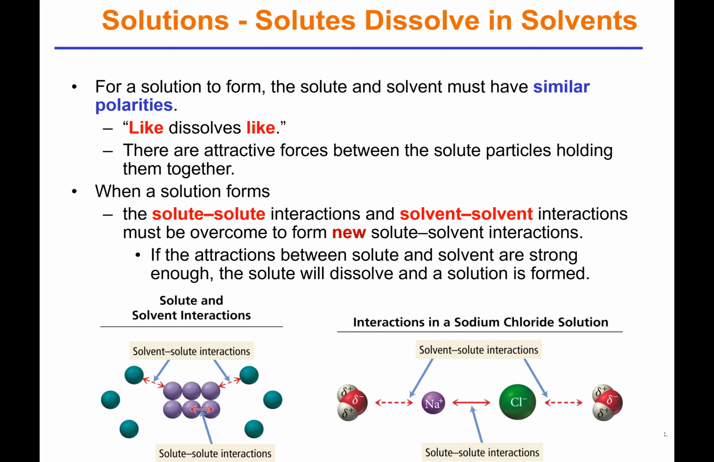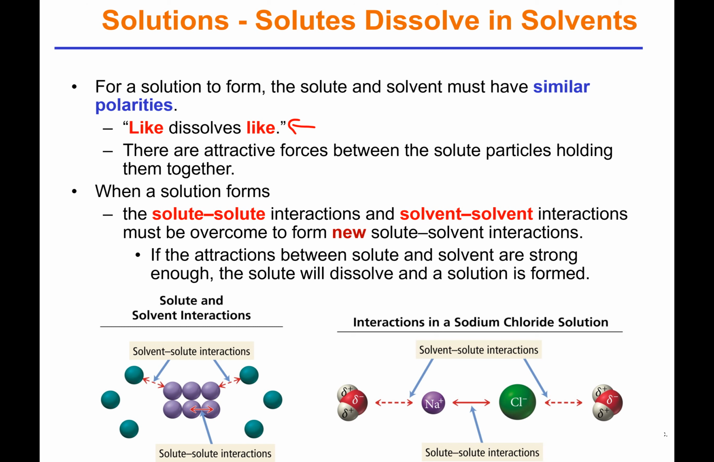Okay, so how do we know if we're going to form a solution? Or how could we predict that? Well, for a solution to form, the solute and the solvent must have similar polarities. We use this phrase, like dissolves like. What does that mean? Nonpolar solutes will not dissolve in polar solvents, whereas polar solutes will dissolve in polar solvents. And likewise, polar solutes will not dissolve in nonpolar solvents, but nonpolar solutes will dissolve in nonpolar solvents. So, like dissolves like.